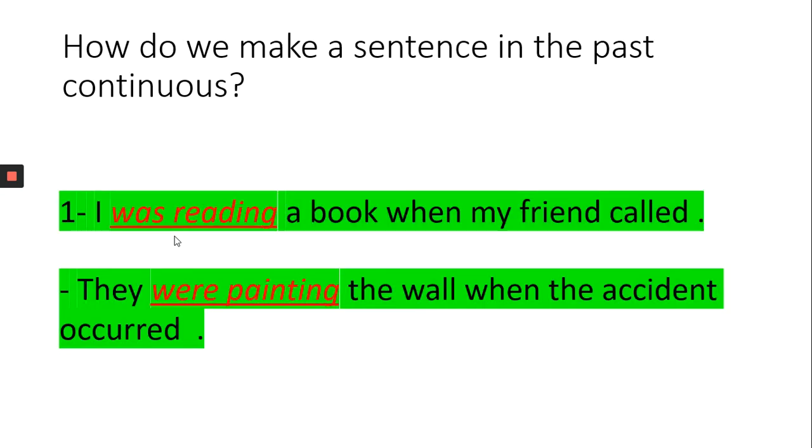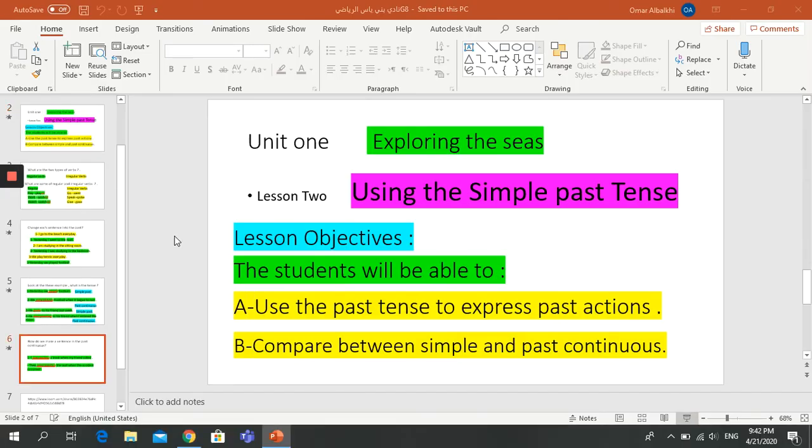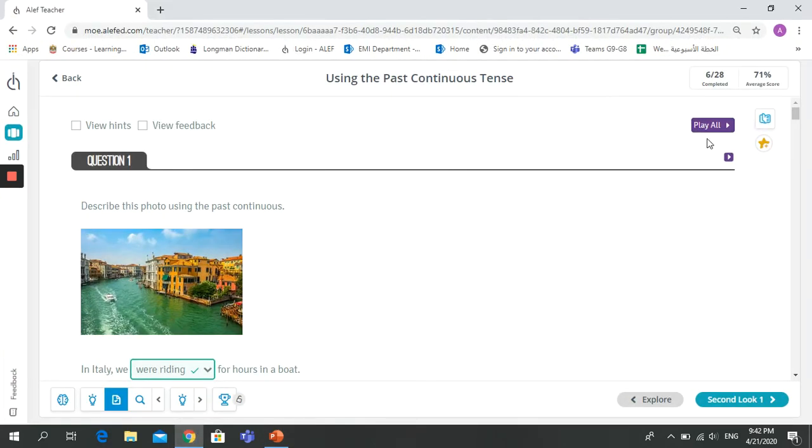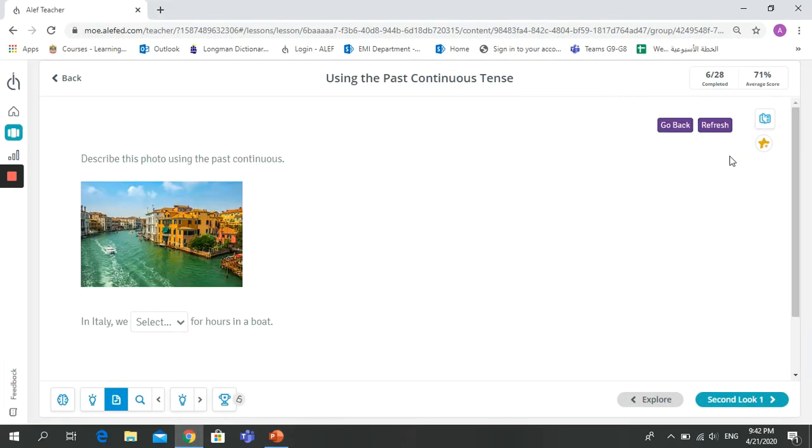Now, what about practicing more exercises to understand the use of past continuous tense? Let's check these examples first. Describe this photo using the past continuous. Look at this photo. It is a photo in Italy, and we have a boat here, and we have a river in the middle of the city. So how can we form the past continuous?